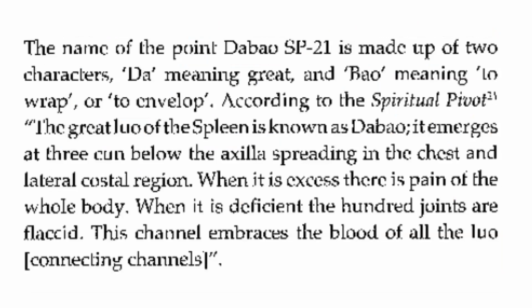The name of the point, spleen 21, is made up of two characters, da meaning great and bao meaning to wrap or to envelope. According to the Spiritual Pivot, the great Luo of the spleen is known as Da Bao. It emerges at 3 cun below the axilla, spreading in the chest and lateral costal region. When it is excess, there is pain of the whole body. When it is deficient, the 100 joints are flaccid. This channel embraces the blood of all the Luo-connecting channels.